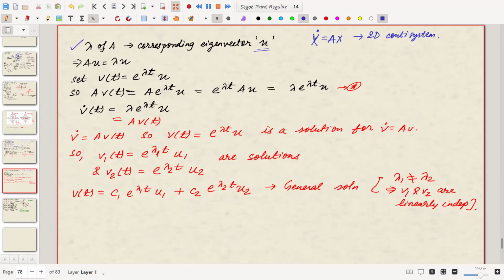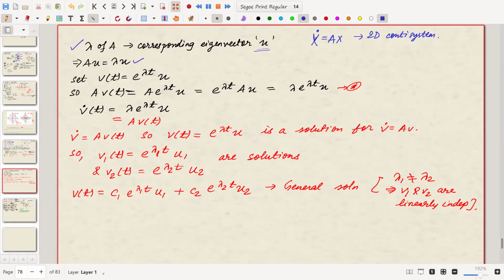If lambda is an eigenvalue, what does it mean? AU equals lambda U. Lambda is the eigenvalue, and U is the corresponding eigenvector. AX equals lambda X, so AU equals lambda U.